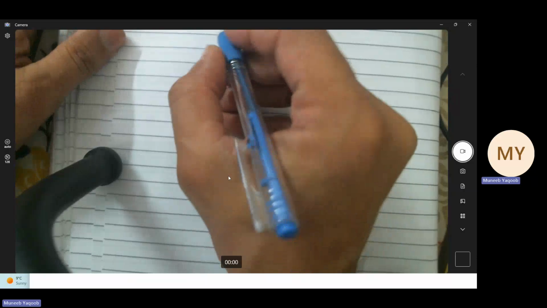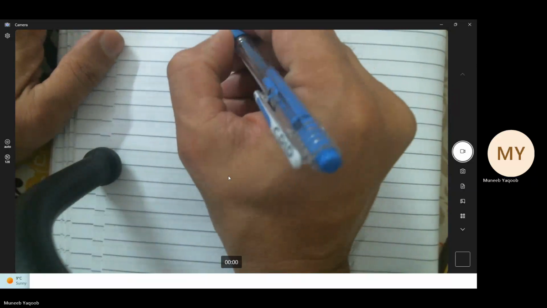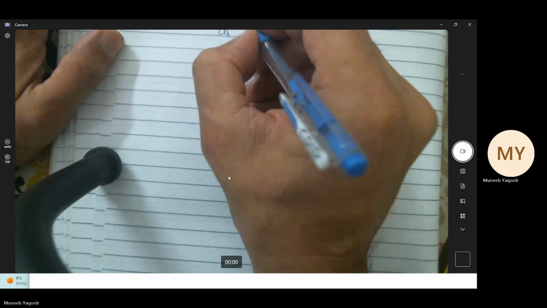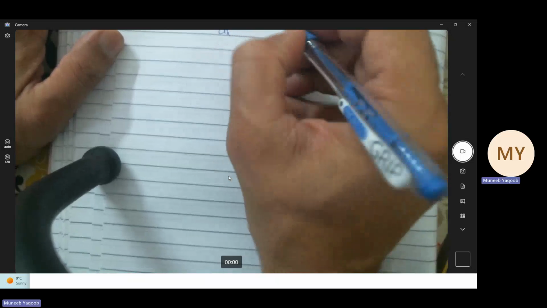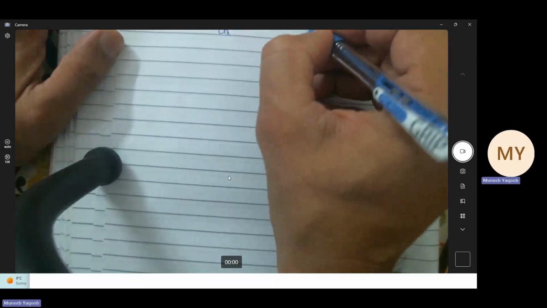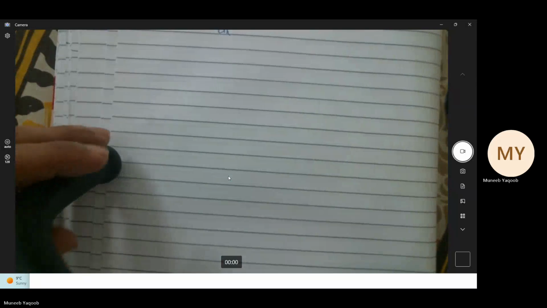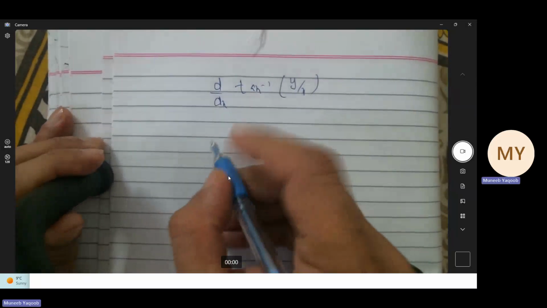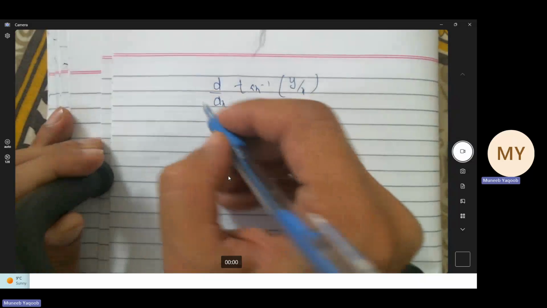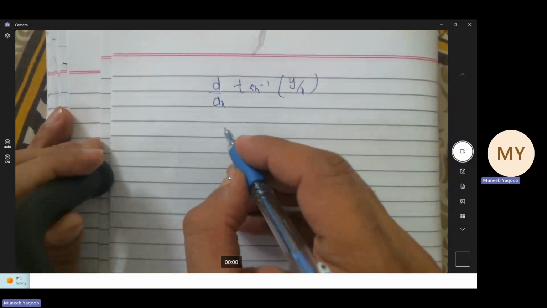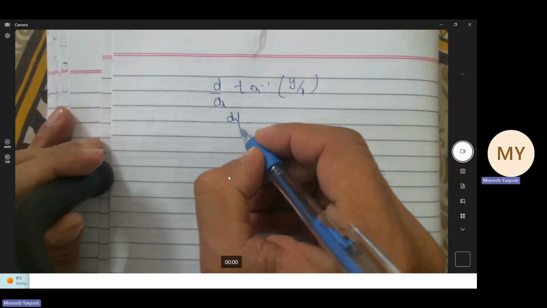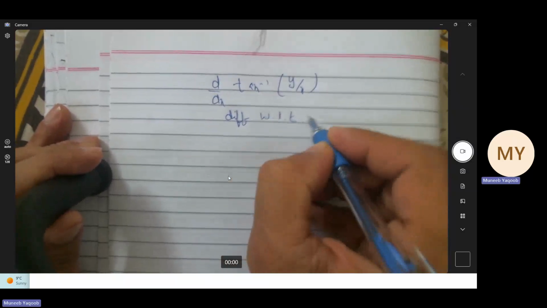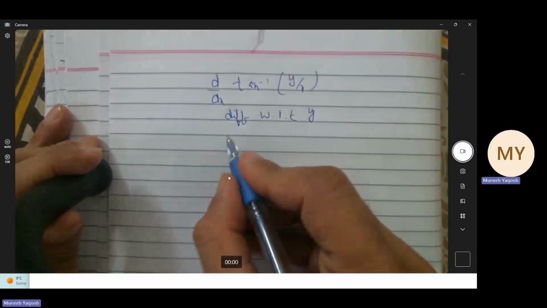So it is d by dx of tan inverse of y upon x. And this time we need to find the derivative of this function with respect to y. So we will write, differentiating with respect to y.